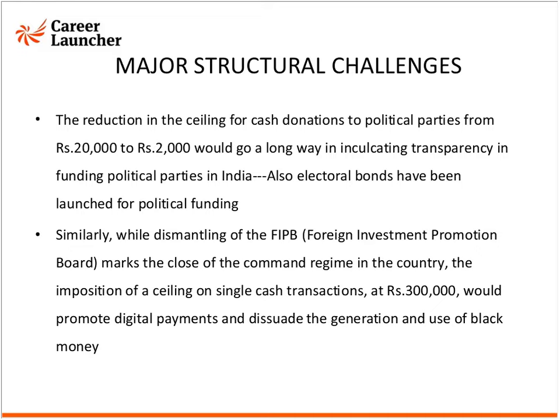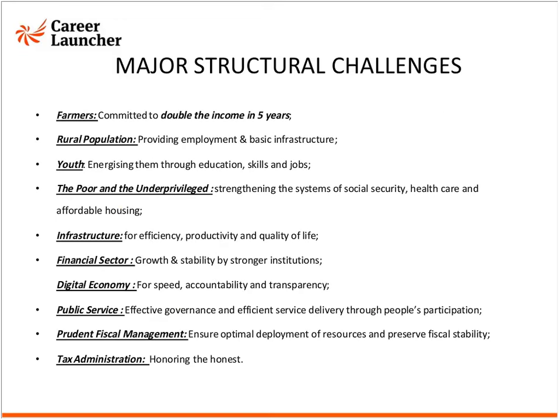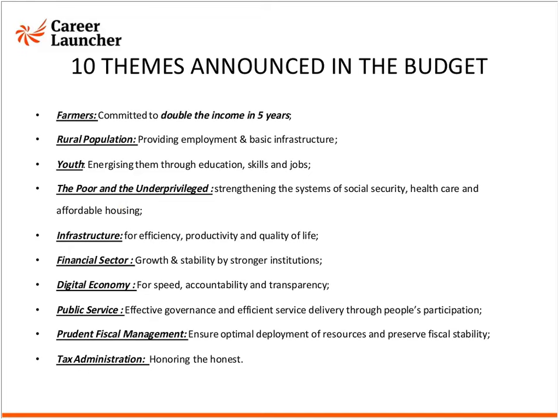Okay. And the last important structural change is that they've imposed a single cash transaction ceiling of 3 lakh. Rupees 3 lakh is the maximum single cash transaction that a person can do, and above that you are supposed to do it the digital way. So you cannot do a single cash transaction of more than 3 lakh, which means single cash transactions of 3.5 lakh or 4 lakh would not be allowed in India. So that's an important structural change. And now moving on to the 10 themes that were announced in the budget.